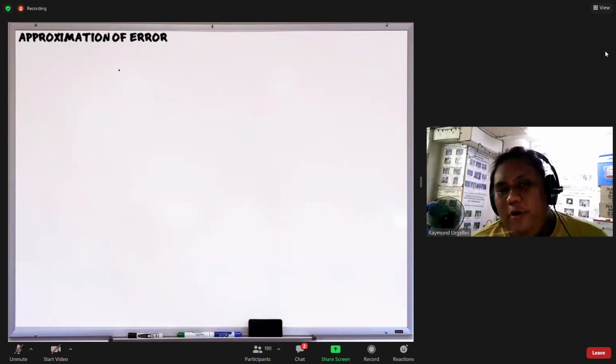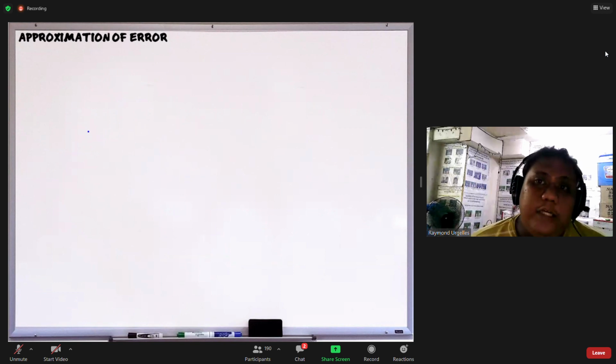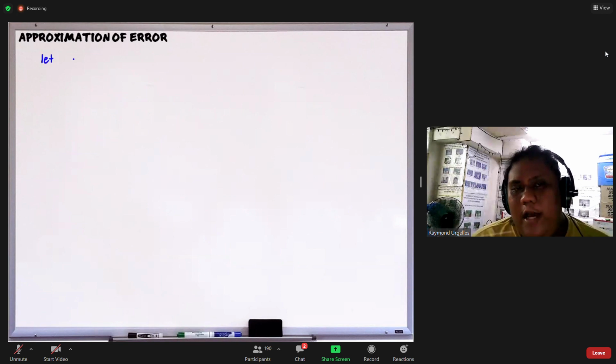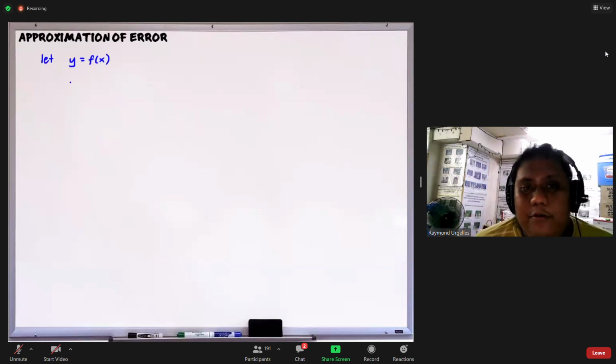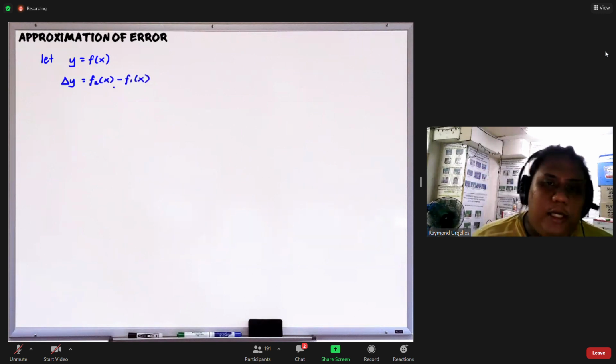Sa approximation of error, gagamit lang tayo ng differential. Ito lang yung tatandaan natin. Let's say we are given function y, which is given by f of x. If we want to get yung tinatawag natin as the actual error, or the real error, kailangan lang natin i-calculate is yung delta y, which is basically equal to f2 of x minus f1 of x. Ito yung tinatawag natin as the actual error.